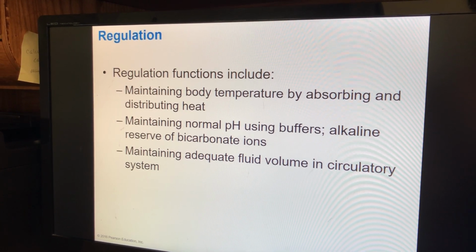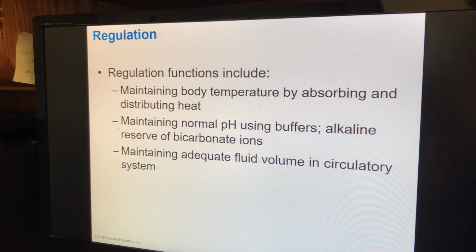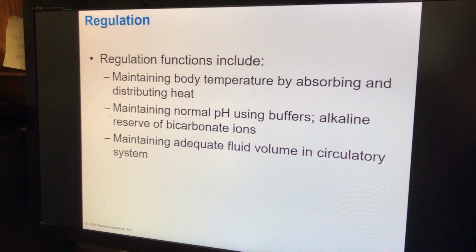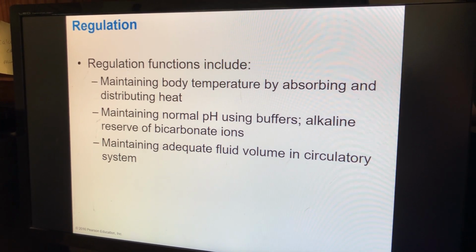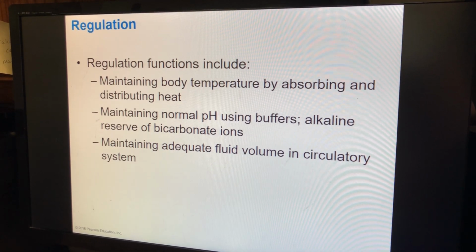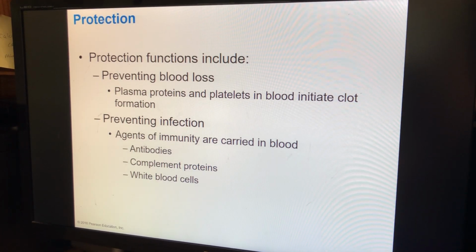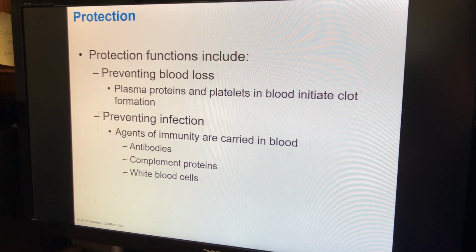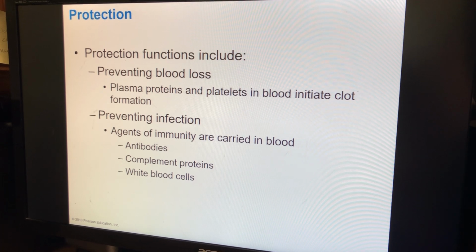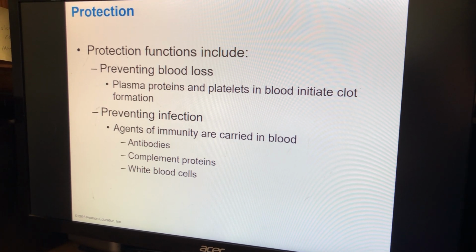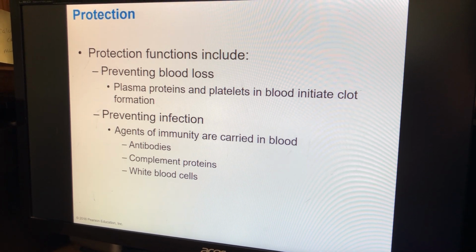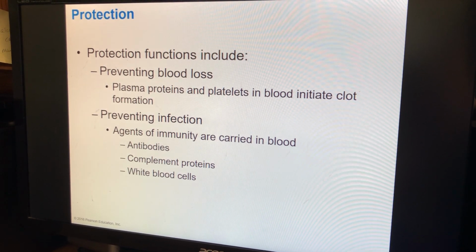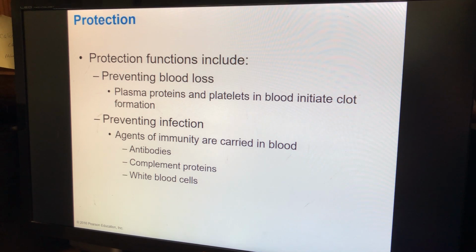Regulation is going to maintain a normal temperature, and when you finally get to the urinary system, allow you to have buffers in your system. The protection portion is going to be probably the easiest one to understand. If you have some sort of bacteria in you, you will have white blood cells rushing to it to keep you in homeostasis.